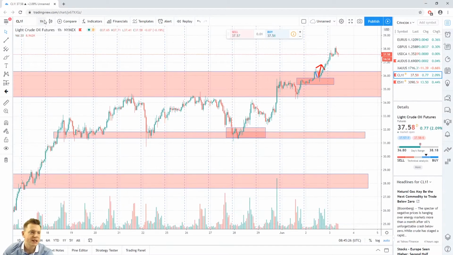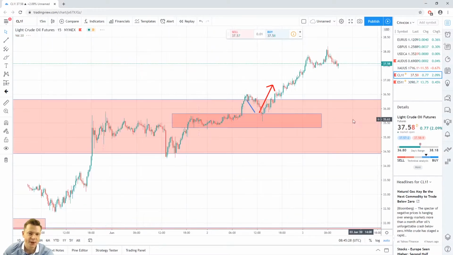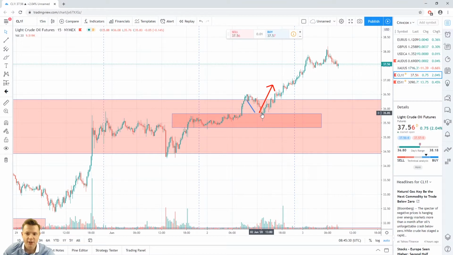Oil. In oil, I said I expect some sort of pullback until 35.80, and then entry points for the long. As you can see, price pulled back into my price zone, and then went up, as I said yesterday. That's why I can say this idea worked pretty perfectly yesterday.